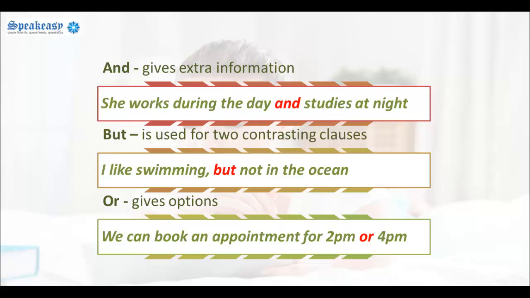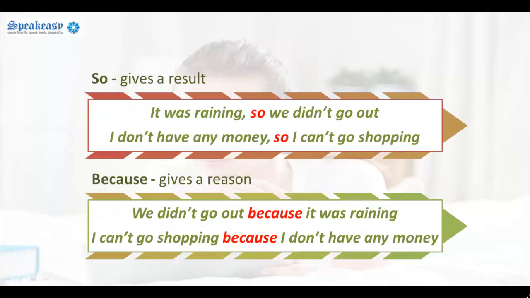"Or" gives options. We can book an appointment for 2 p.m. or 4 p.m. "So" is used to give a result. It was raining, so we didn't go out. Or, I don't have any money, so I can't go shopping.